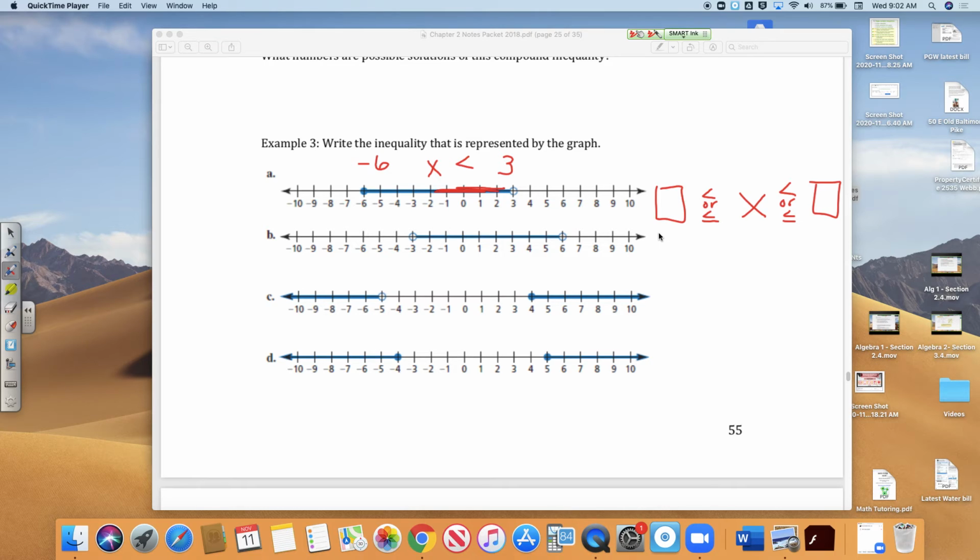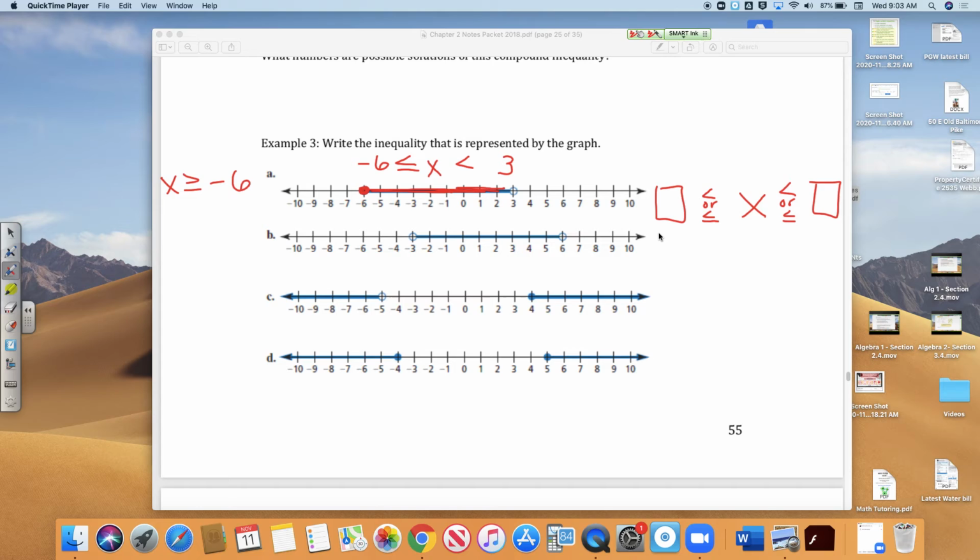This symbol here, if we were just looking at it normally, this is a closed circle. The answers are to the right of it. If I was to just write this graph, closed circle, answers to the right, it would be x is greater than or equal to -6, right? But because the x variable is in the middle, we actually can't use a greater than or equal to symbol because the variable is flipped with the number. The symbol you have to use is less than or equal to.